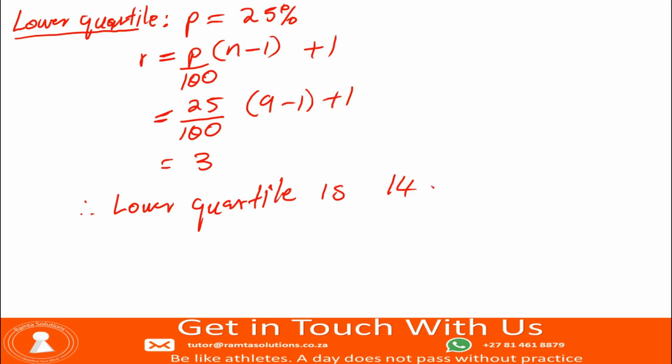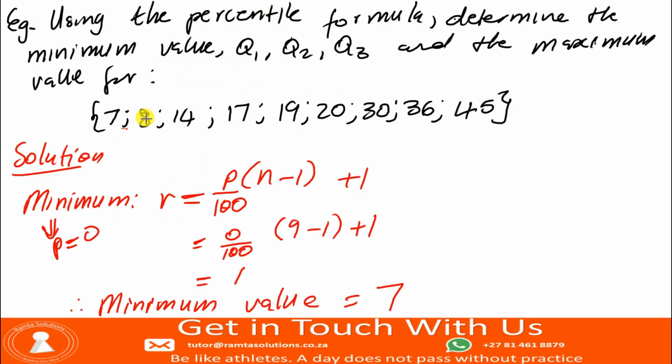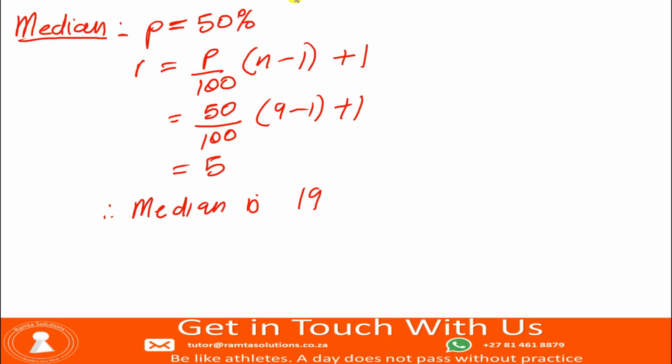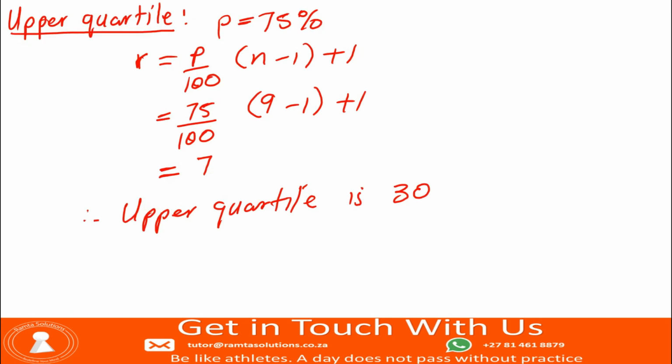Let's check the 9th value in our data set. 1, 2, 3, 4, 5, 6, 7, 8, 9. That's your last value. Okay? So this is how you use your percentiles.